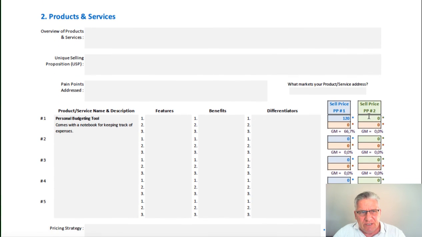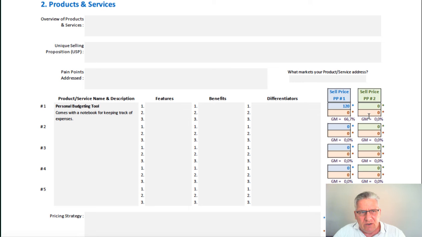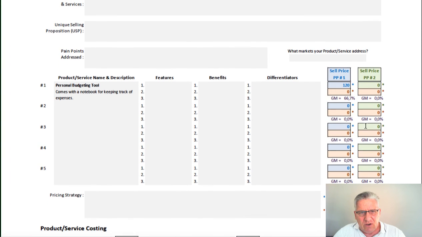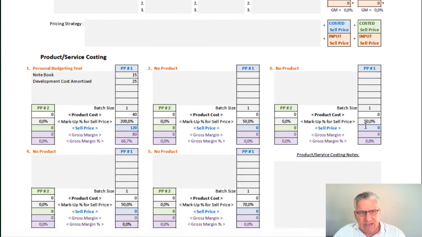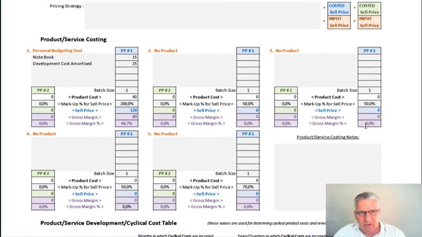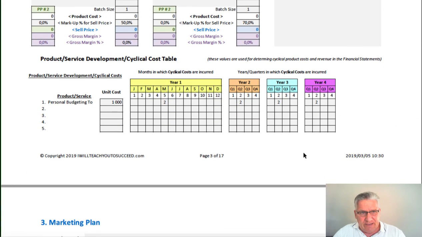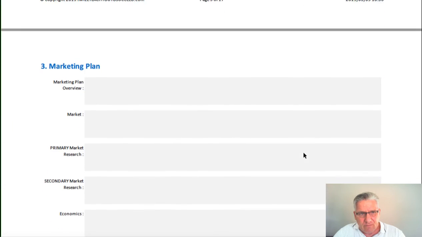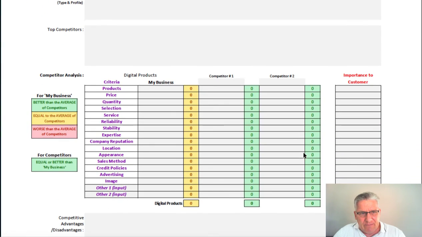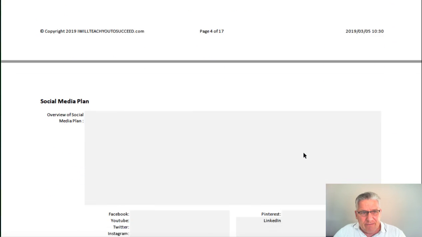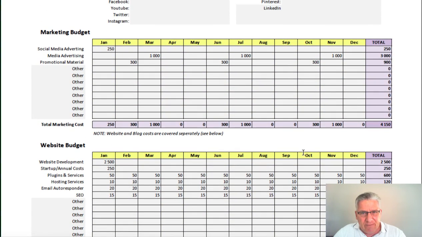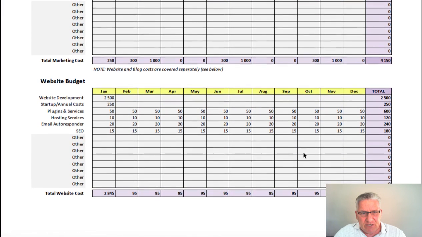The products and services, there's a great page on exactly what your products and services are, what the costs are. There is the costing results from what we did with the one product. Obviously we could do for all 5. We've looked at the cyclical developmental cost table. The marketing plan, including a competitor analysis, which we didn't do this time. The social media plan, marketing budget, we did that. We did the website budget.